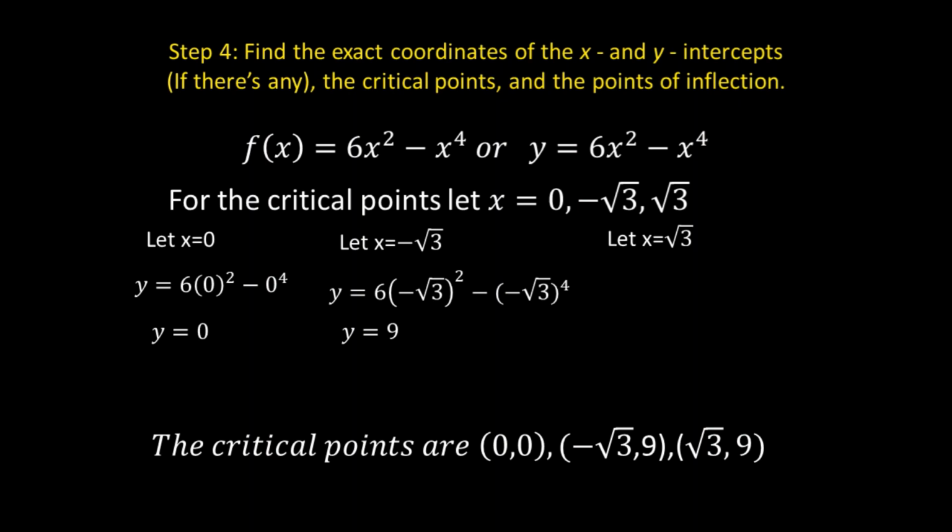When x is equal to square root of 3, we have y is equal to 6 multiplied by square root of 3 raised to 2 minus square root of 3 raised to 4. The value of y is 9. The critical points are (0, 0), (negative square root of 3, 9), and (square root of 3, 9).